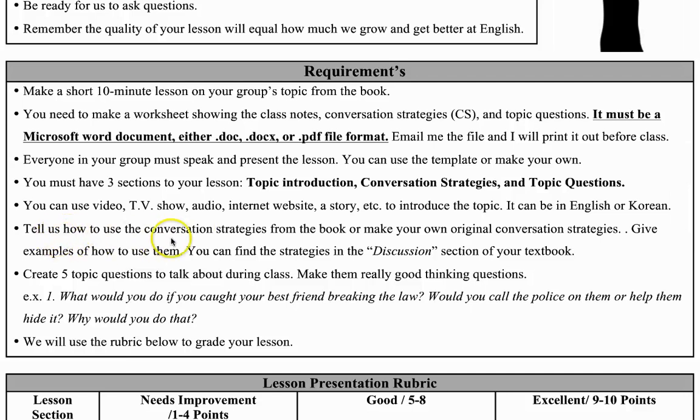Then you need to tell us how to use the conversation strategies from the book, or you can make your own conversation strategies. Give us some examples. The strategies can be found in the discussion section of your textbook.